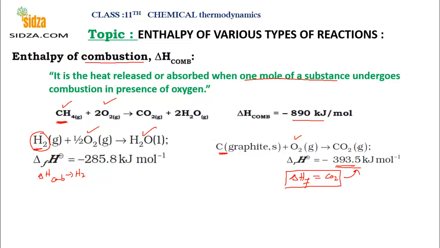This is also the enthalpy of a reaction. This is enthalpy of formation, and it's also the enthalpy of combustion. Enthalpy of combustion of what? Carbon. 393.5 is the enthalpy of combustion of carbon. It's also the enthalpy of formation of carbon dioxide. It's also the enthalpy of a reaction.